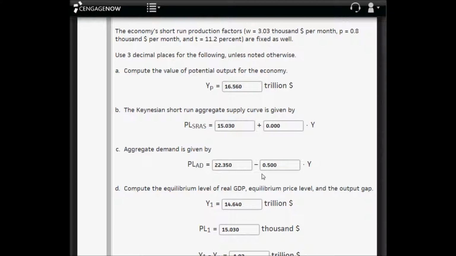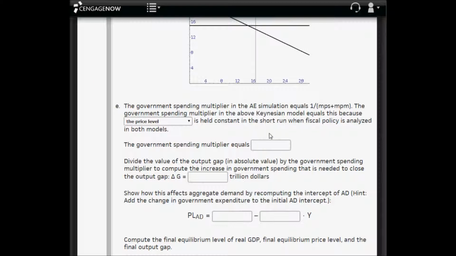So it's equal to 1 divided by the slope of aggregate demand. And 1 divided by 0.5 is 2. So the government spending multiplier here is 2.